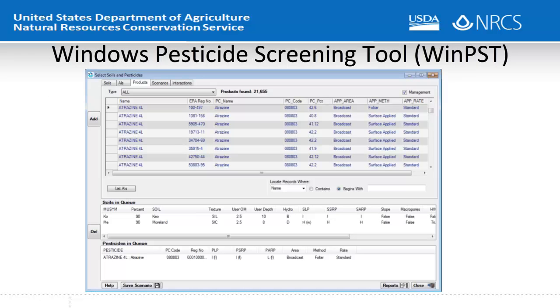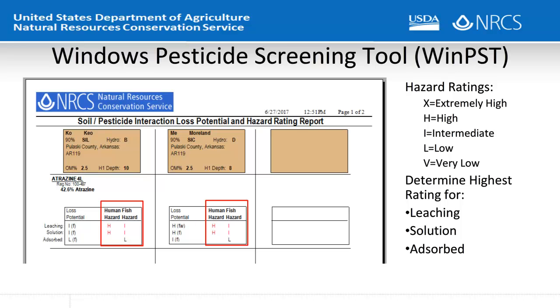In WinPST, we select the soils on the farm and add them to the soils queue. Then we select the pesticides that the client uses. In this case, Mr. Smith told us that he uses atrazine on his corn, so we add that to the pesticide queue. We create the soil pesticide interaction report and print it to include in the case file. We review the hazard ratings, where we will determine the highest rating for the concerns of leaching, solution, and adsorbed.